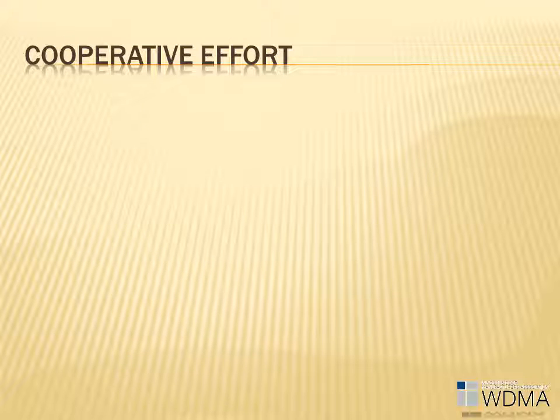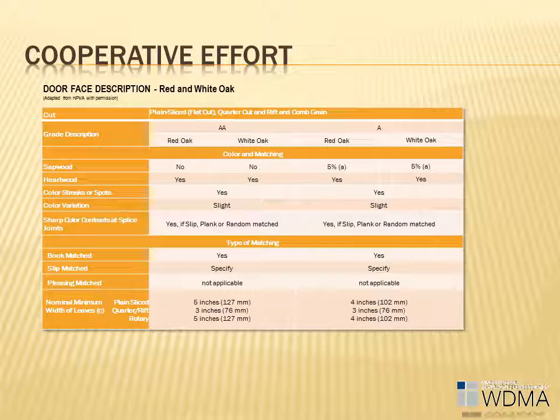ANSI WDMA I.S.6A is the culmination of intensive work by the WDMA Architectural Door Codes and Standards Committee and many other individuals and organizations. For example, WDMA worked with the Hardwood, Plywood, and Veneer Association, creating new face veneer charts that apply specifically to architectural and commercial wood, stile, and rail doors. WDMA then adopted these charts for use in I.S.6A.